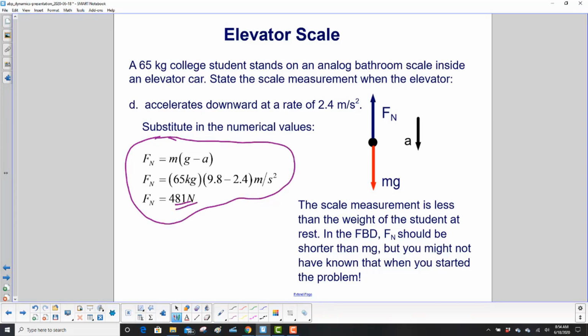So the scale measurement, or the normal force, right? Normal force and scale measurement is the same. It's now less than the weight of the student at rest. We didn't know that going into the free body diagram, so we're okay the way we drew it, and the math then gives us the actual magnitude of the forces.